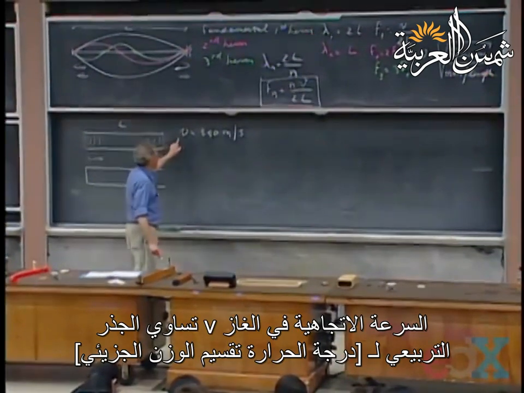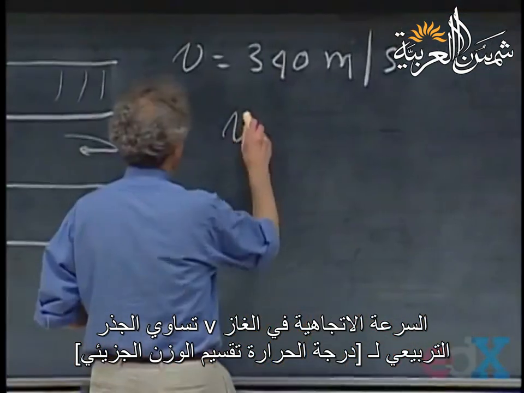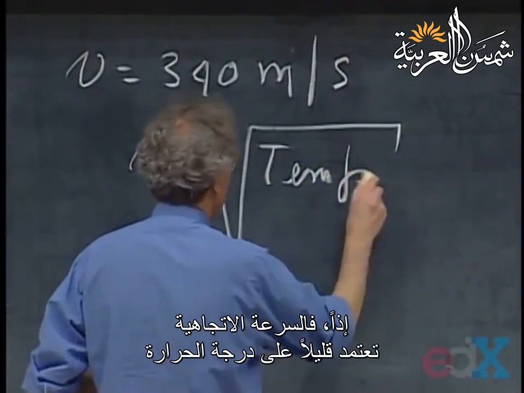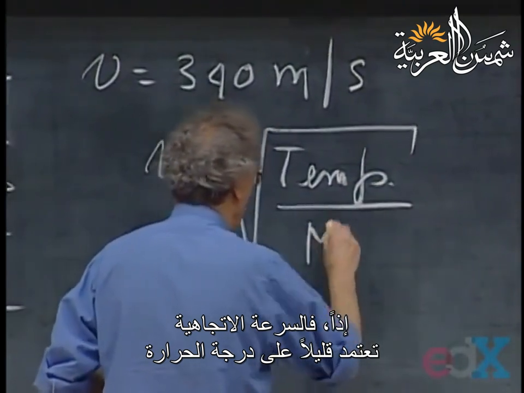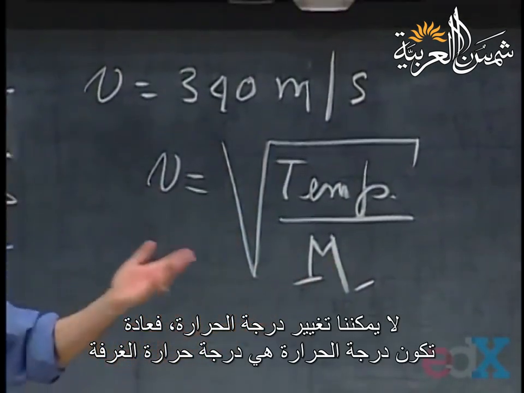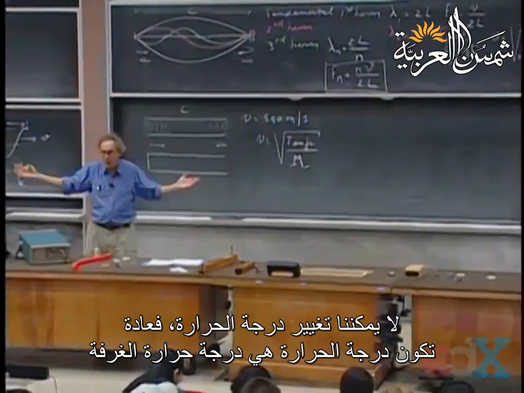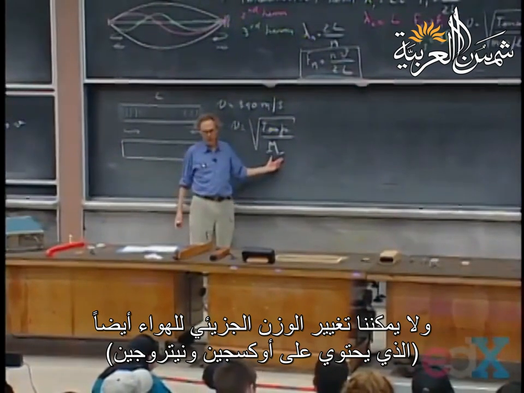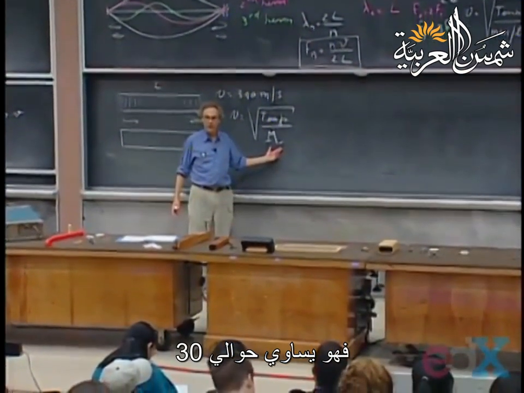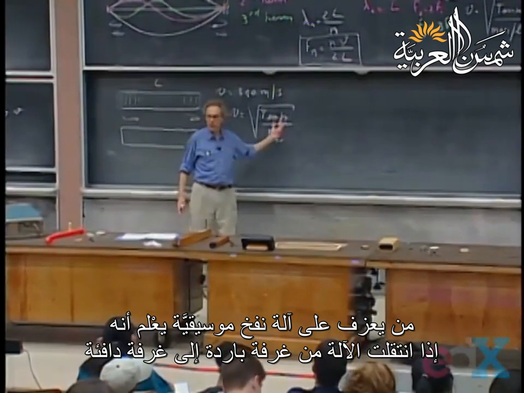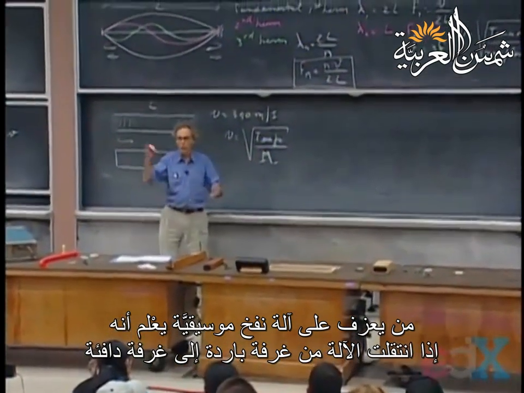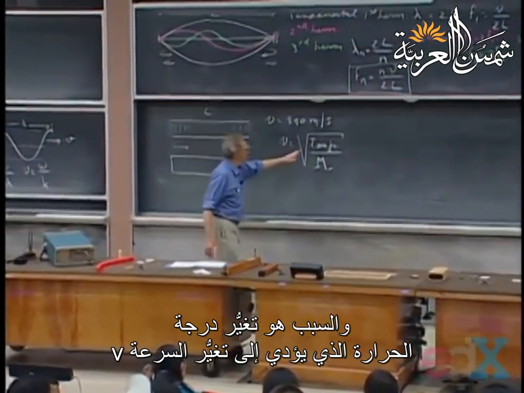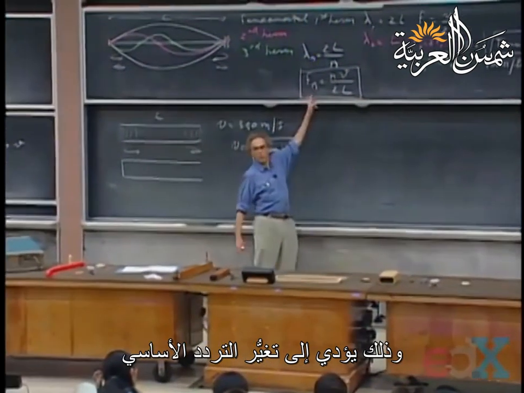The velocity of sound in a gas, V, is the square root of the temperature, so it's a little temperature dependent, divided by the molecular weight. Well, you can't do much about the temperature in a room. In general, it's room temperature. And with air, you're stuck with the molecular weight. Oxygen and nitrogen is about 30. There's not much you can do about that. But every one of you who plays woodwind instruments knows that if you go from a cold room to a warm room, your instrument is no longer in tune. And that's because of this. The temperature changed, so V changes, so your fundamentals change.